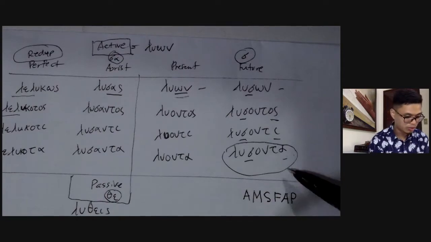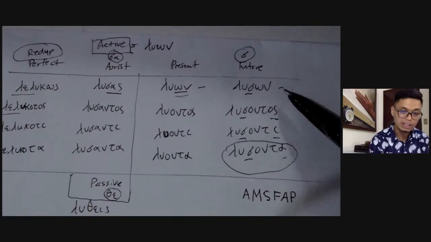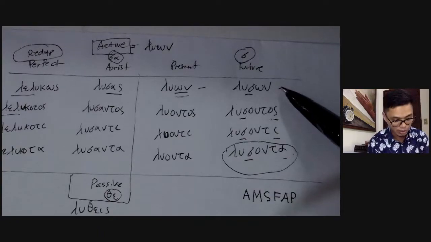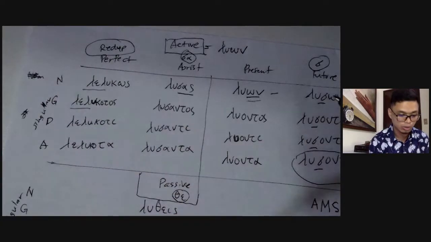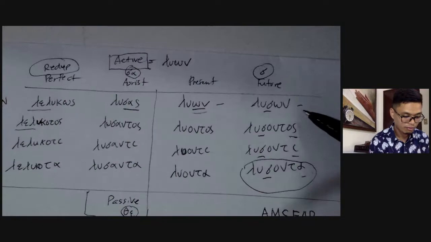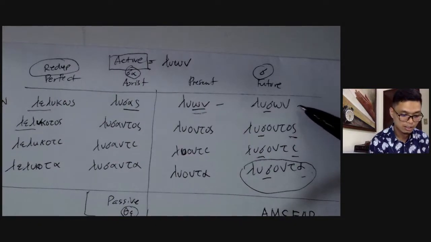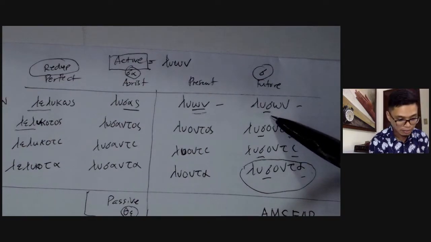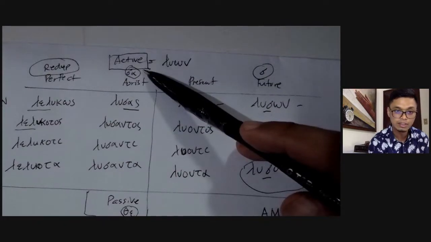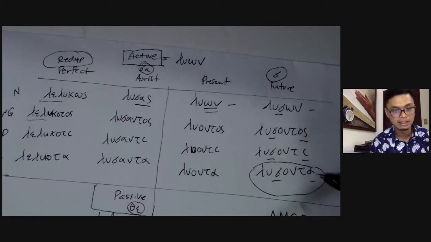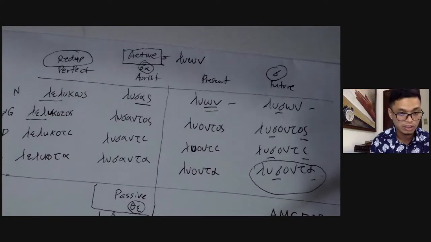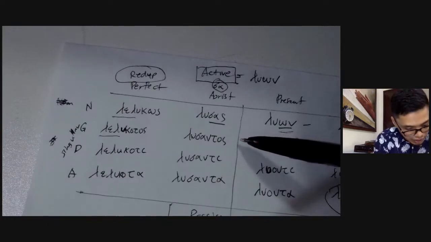Of course, if we do luson, this is nominative masculine singular because these are all nominatives here at the top. So luson will be nominative masculine singular, the special ending. Future, active, because we're doing the actives, participle. All right? So that's how you find the future. You just add sigma. Very, very easy. Wow, so easy. Let's move next to the aorist.